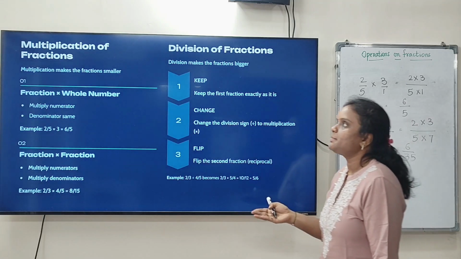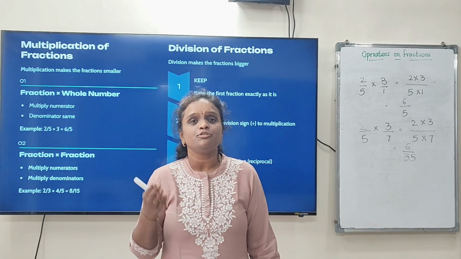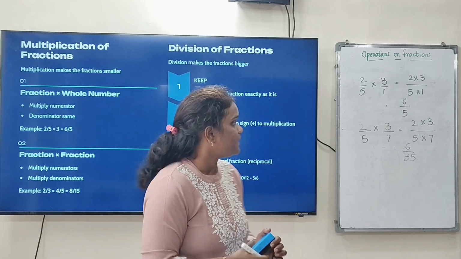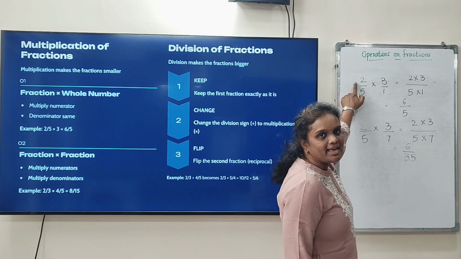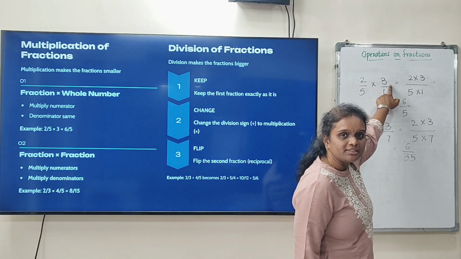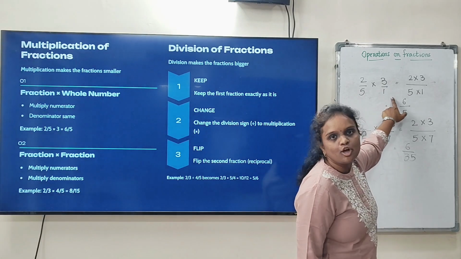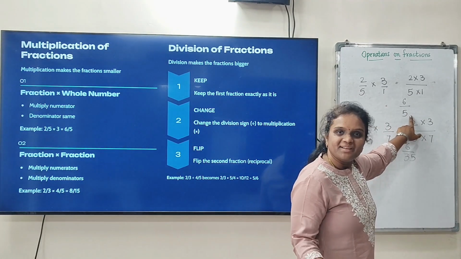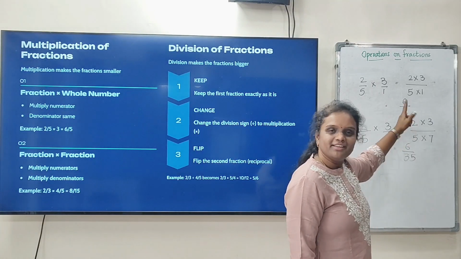A quick recap on multiplication of fractions. Multiplication of fractions makes the number smaller. The fractions can be multiplied. The simple trick is multiplying the numerator with the numerator of the other fraction and the denominator with the denominator of the other fraction. That's it. You get the multiplication of fractions answer.